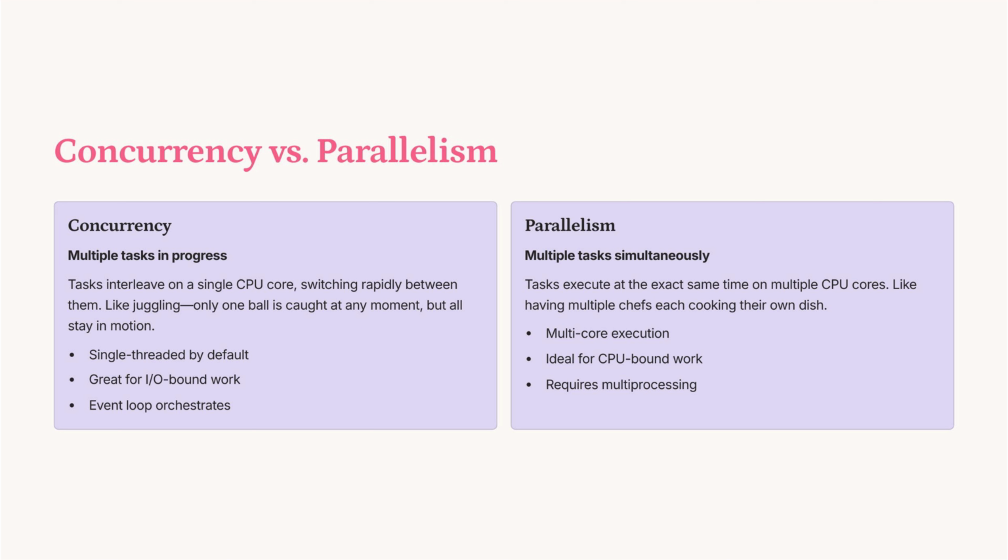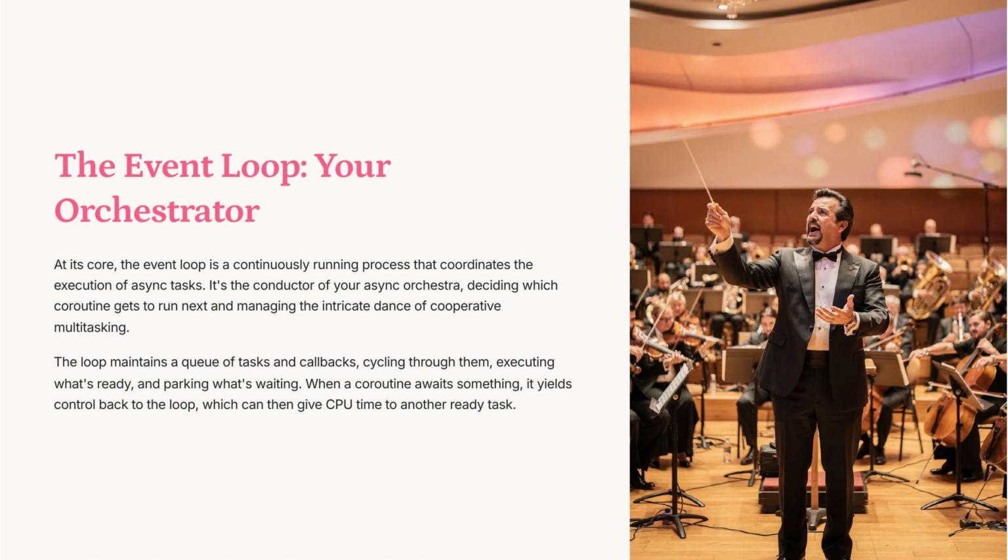Concurrency involves multiple tasks in progress, interleaving on a single central processing unit core, ideal for input-output bound work. It's like juggling, where only one ball is caught at a time. Parallelism, however, executes tasks simultaneously on multiple cores, perfect for central processing unit-bound tasks, akin to multiple chefs cooking their own dishes. The event loop is a continuous process managing async tasks, acting as a conductor for cooperative multitasking.